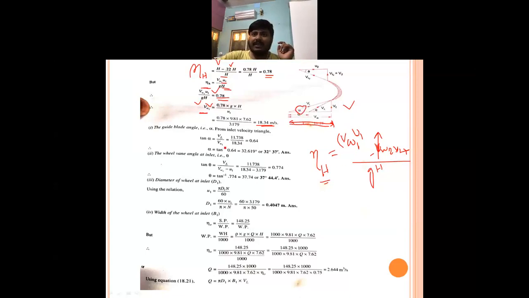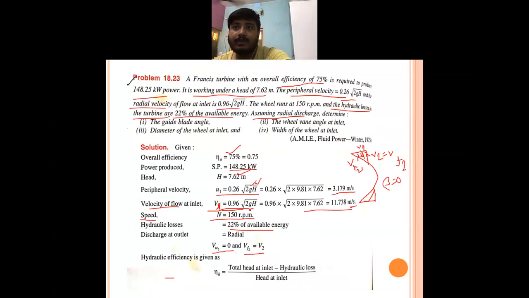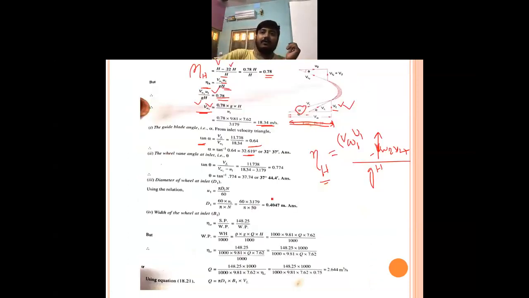How? Just make it tan alpha. So you will get alpha as 32.619 degree. So tan alpha is equal to height by base, that is VF1 by VW1. VW1 we have got, and VF1 we have got over here. Okay, so alpha will be 32.69619 degree.